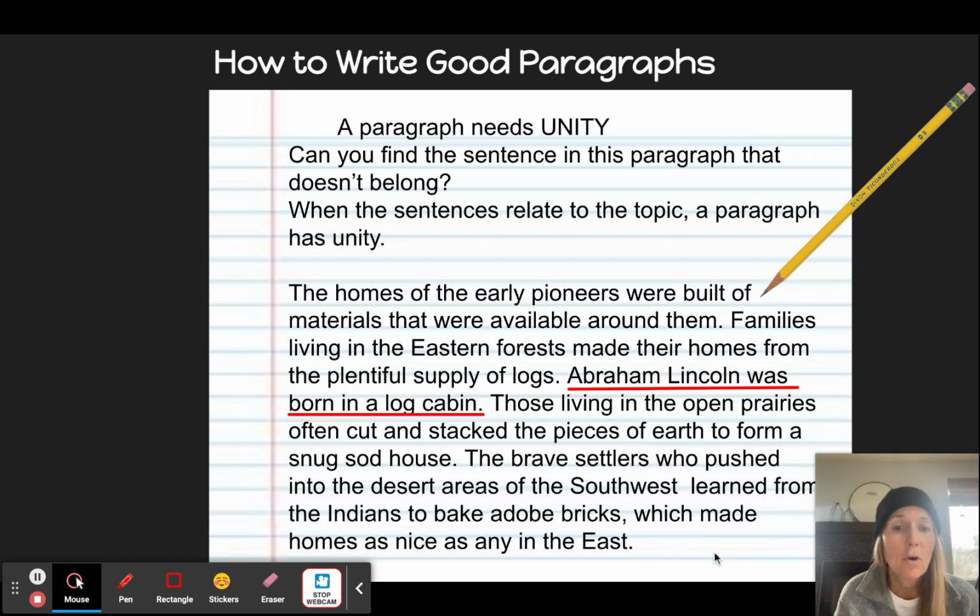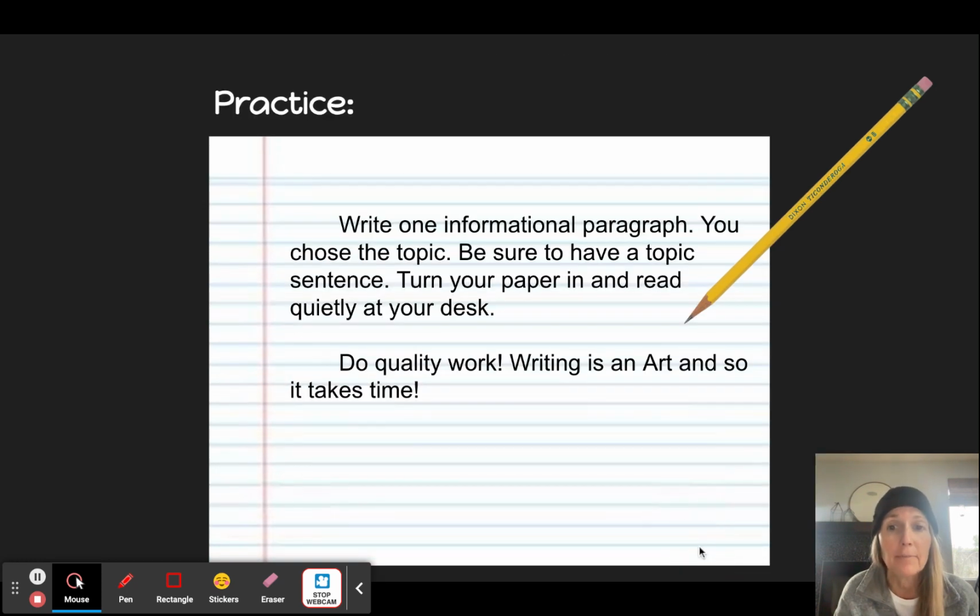Abraham Lincoln was born in a log cabin. That doesn't have anything to do with your topic sentence. It does talk about log cabins, about houses, and it was probably an early pioneer home, but that has nothing to do with your topic sentence, so you would not have that included.